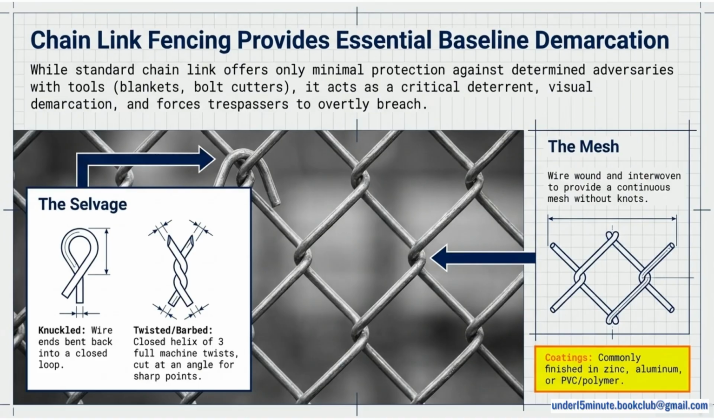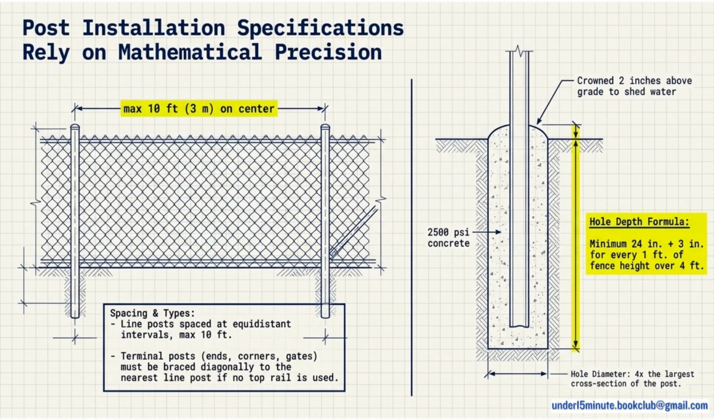The selvage or wire end can be knuckled for a closed loop or twisted/barbed for sharp points. The mesh is interwoven and coatings are typically zinc, aluminum, or PVC/polymer. Post installation relies on mathematical precision. Line posts are spaced a maximum of 10 feet apart. Terminal posts must be braced diagonally if no top rail is used.